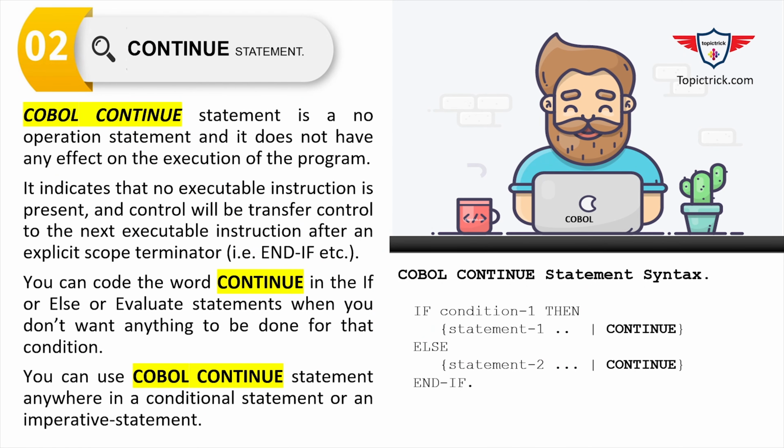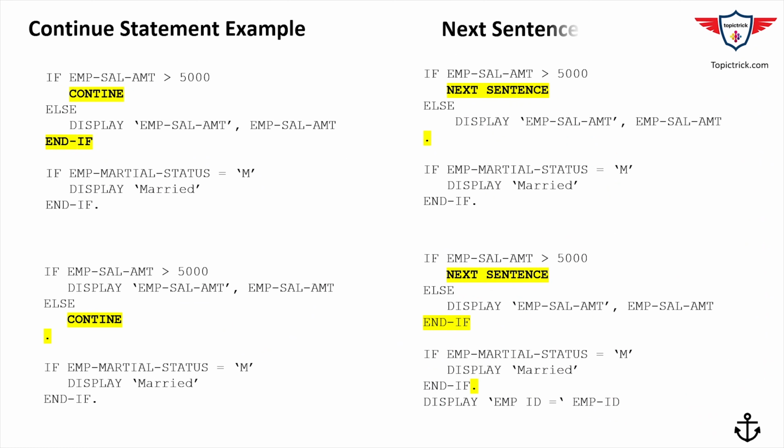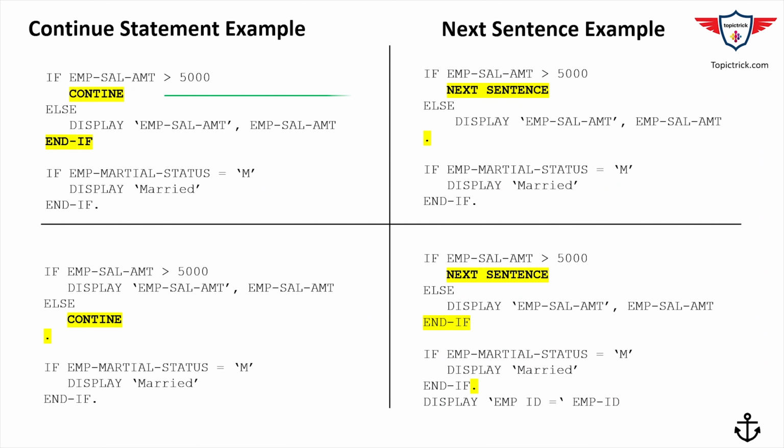And in the second section we will focus on two important points. First one is the COBOL CONTINUE statement definition and COBOL CONTINUE statement syntax details. In the third section, again we will focus on two important points. First one is the definition of NEXT SENTENCE and NEXT SENTENCE syntax detail. And in the last section we will look at a couple of examples so that you can understand how and when to use the COBOL CONTINUE statement or COBOL NEXT SENTENCE.